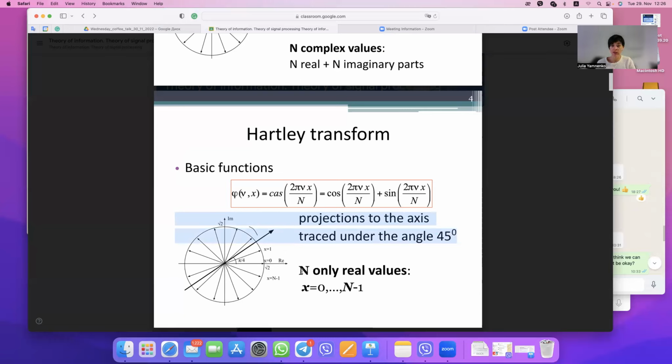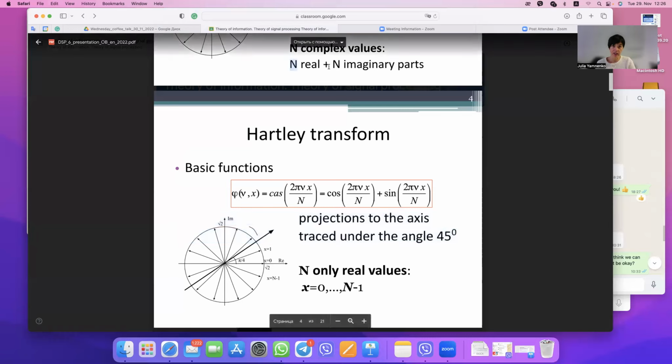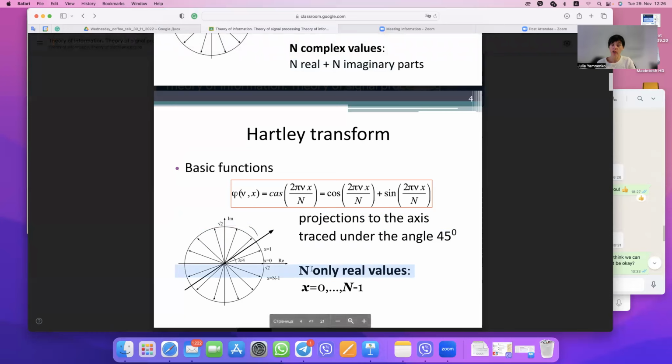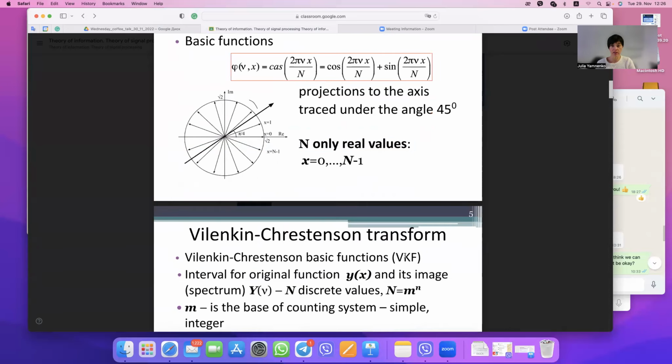And as a result, we have twice fewer values in order to define the whole set of basic functions in comparison with the Fourier transform. So instead of N plus N, like it was in the Fourier transform, in the case of the Hartley transform we have only N real numbers. And these real numbers will be from 0 till N minus 1, and each of them will indicate the concrete position, the concrete placement of the vector of the basic function at the coordinate plane. So here is how the basic function can be calculated in Hartley methods, and let's go further.